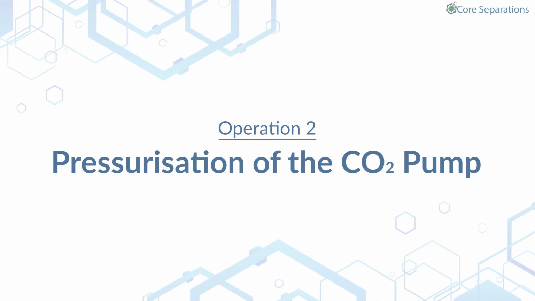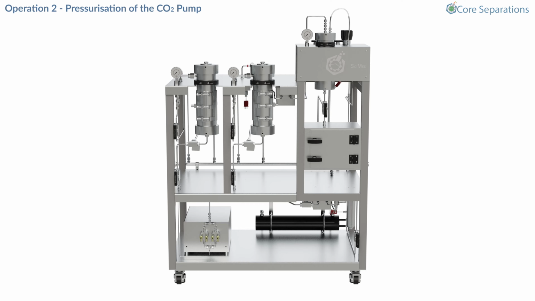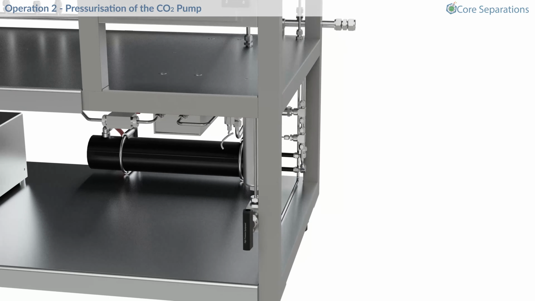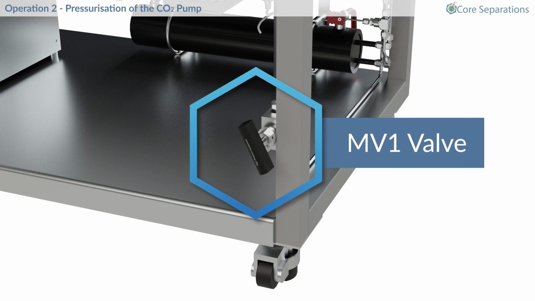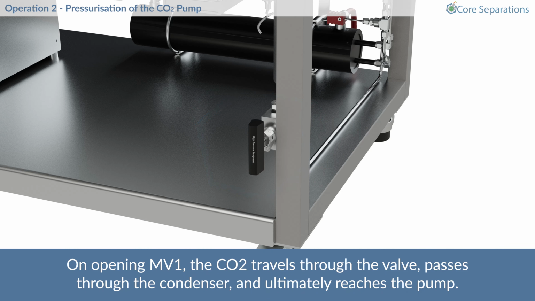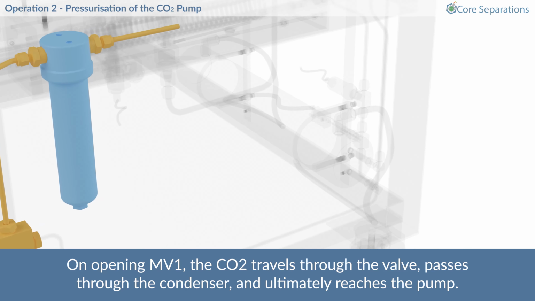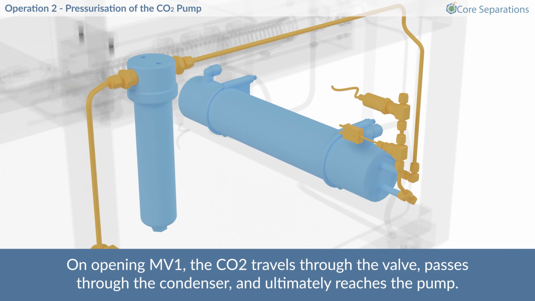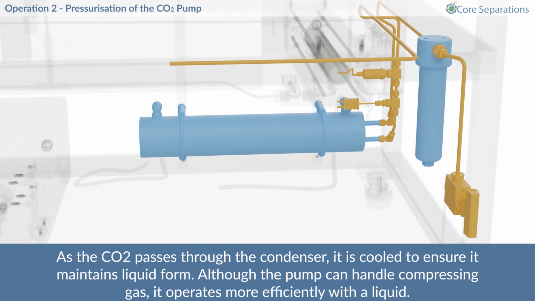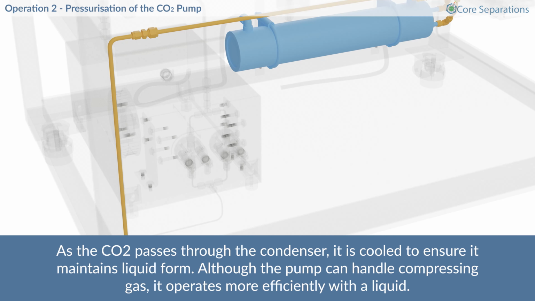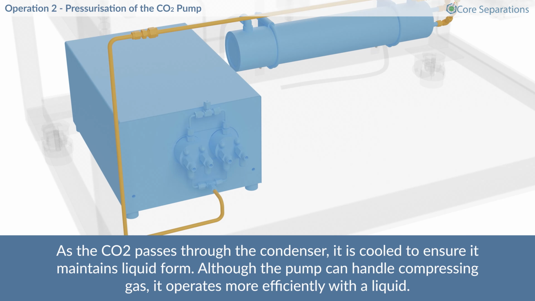Operation 2. Pressurization of the CO2 pump. On opening MV1, the CO2 travels through the valve, passes through the condenser, and ultimately reaches the pump. As the CO2 passes through the condenser, it is cooled to ensure it maintains liquid form. Although the pump can handle compressing gas, it operates more efficiently with a liquid.